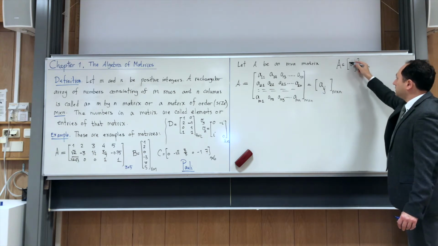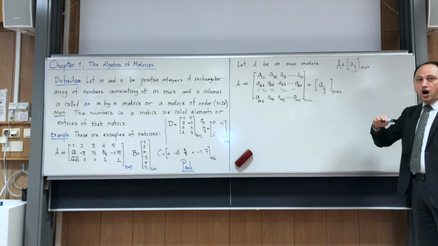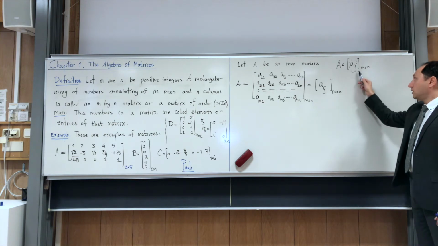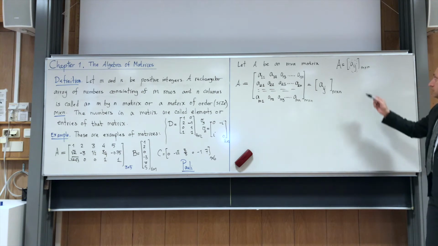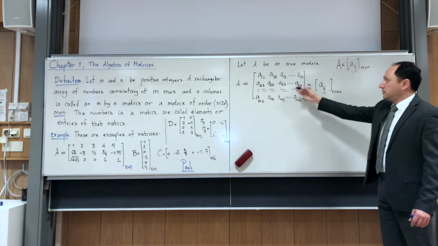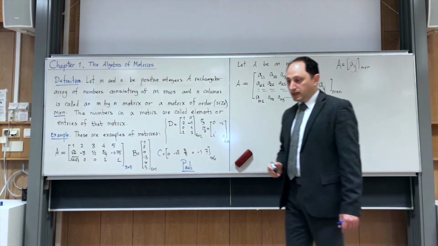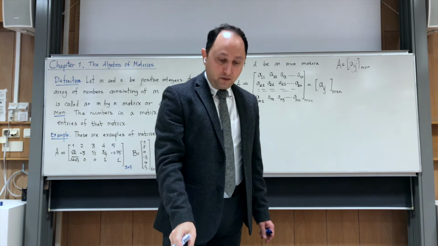If I ask you what this one is, you would say that this is the entry sitting on the ith row and jth column of the matrix A, capital A. So it would be easier to work with this symbol and notation rather than this one. These are actually minor things, but they become very important.